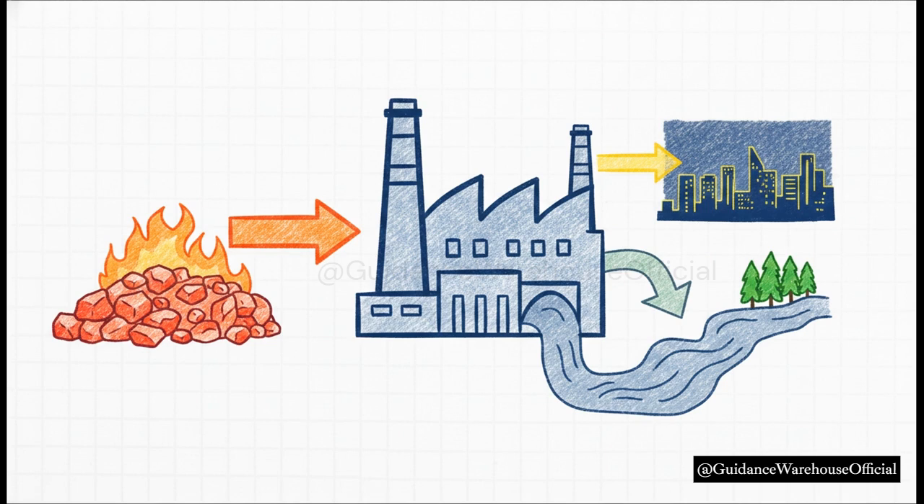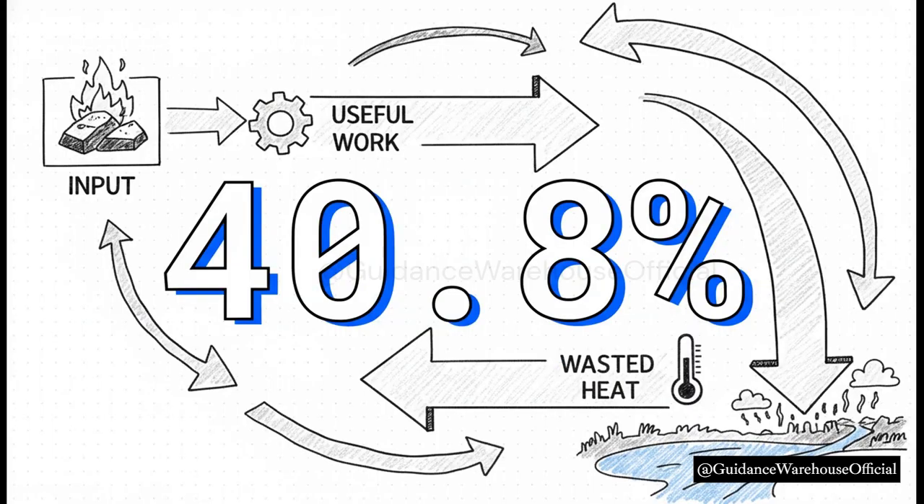The net work output, which is the electricity we actually get to keep our lights on, is 1.02 times 10 to the 14th joules. And that heat transferred to the environment, our unavoidable QC, is a staggering 1.48 times 10 to the 14th joules. So if we take those exact numbers and plug them into our efficiency formula, we get an efficiency of just 40.8%.